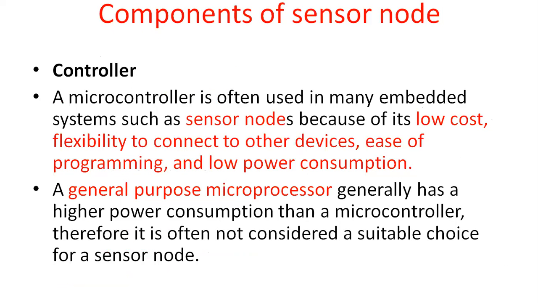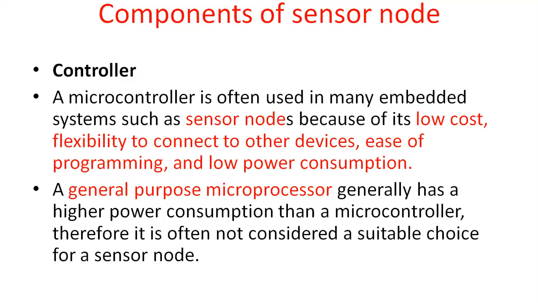Controllers are used in many embedded systems. Not only in a mobile phone, but a washing machine also consists of controllers, and any embedded system. Here, the microcontroller is used in embedded systems such as sensor nodes because of its low cost, flexibility to connect with other devices, ease of programming and low power consumption. Because of all these reasons, you are using this in the sensor node.